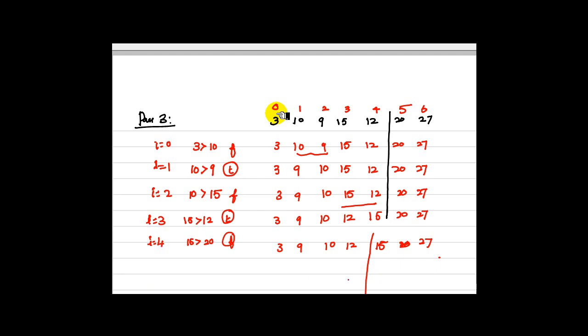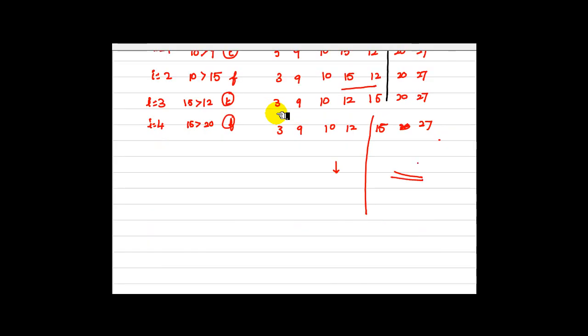Now when we see this array, the list is sorted. So in this problem, the elements get sorted in the third pass itself. But we have totally 1 to n minus 1 passes, that is 1 to 6 passes. So passes 4 to 6 will take place without any interchanges, without any swapping or exchanges taking place. So at last we have the sorted list as 3, 9, 10, 12, 15, 20 and 27.